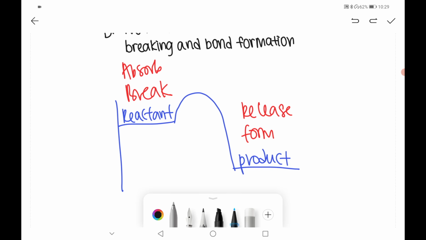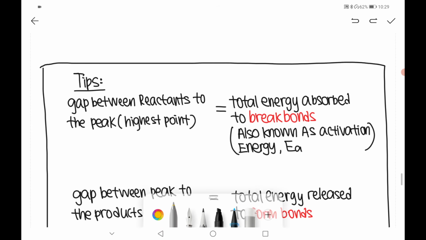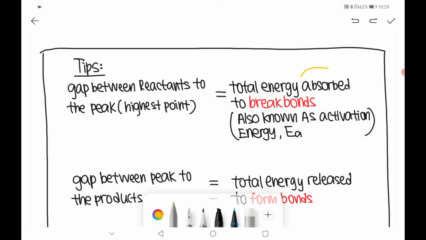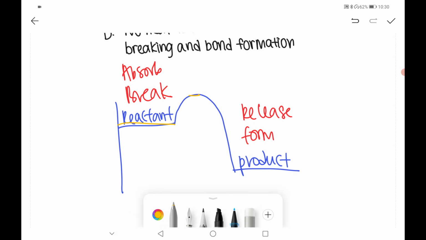Okay, so how much energy do we need to absorb? Okay, so we learned earlier today. So the energy that we need to absorb is here. The energy that we need to absorb is the gap between reactant to the peak. Okay, so you see, this is the reactant and this is the peak. So this is the energy that we need to break the bond. So this gap is the energy to break the bond. Okay, so I call it break.